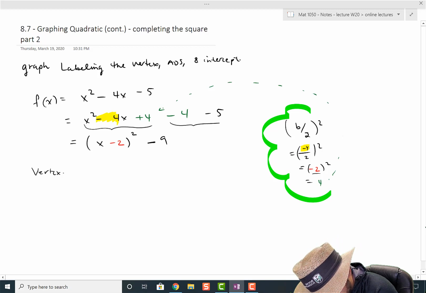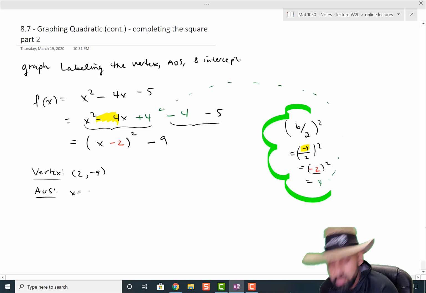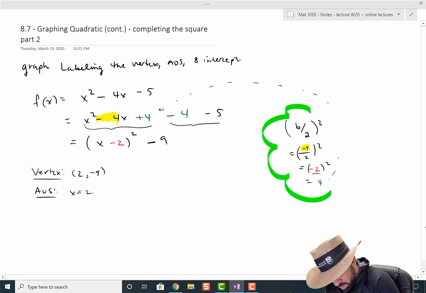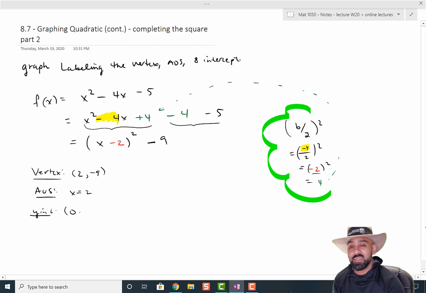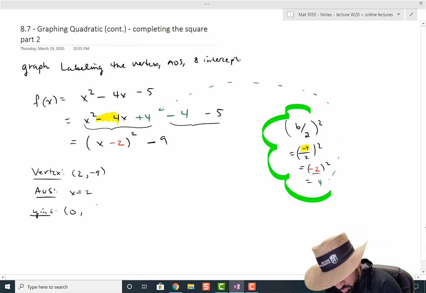The vertex is opposite of that negative 2, which is 2, minus 9, right? Which means the axis of symmetry has to be x equals 2. Easy, right? Y-intercept, some of you guys are good enough to do this in your head, okay? When x is 0, right? So make x equal 0, you end up getting minus 5, right?